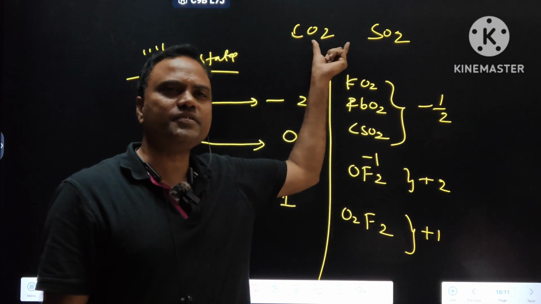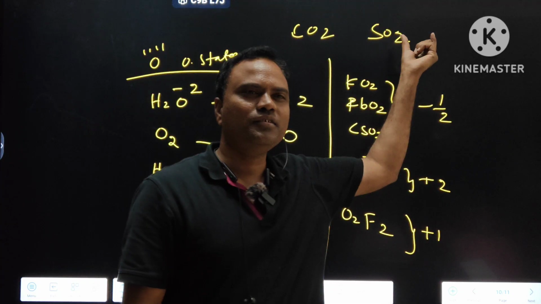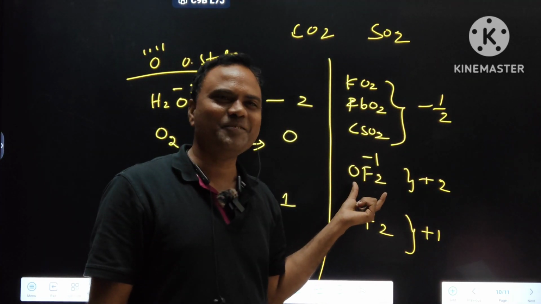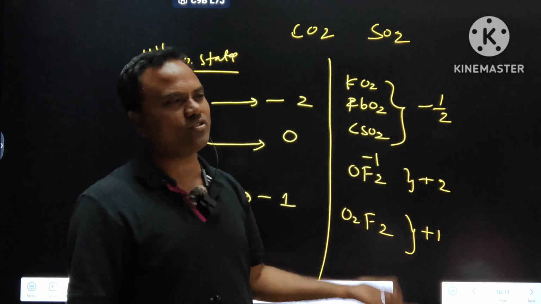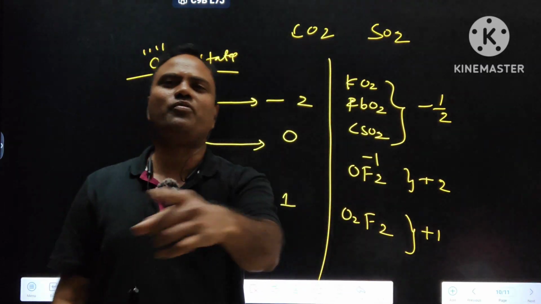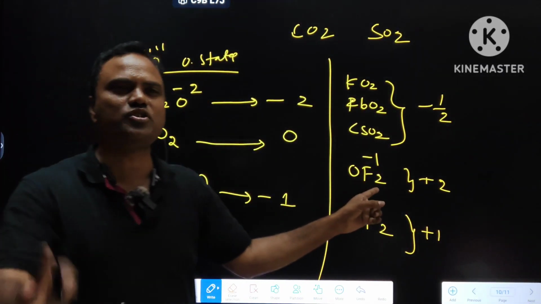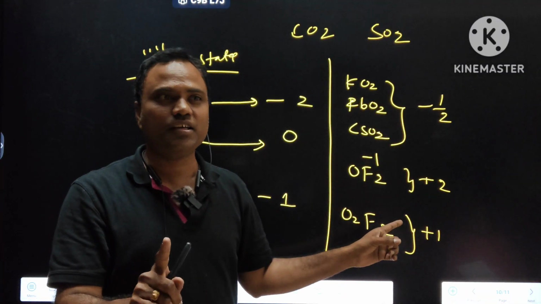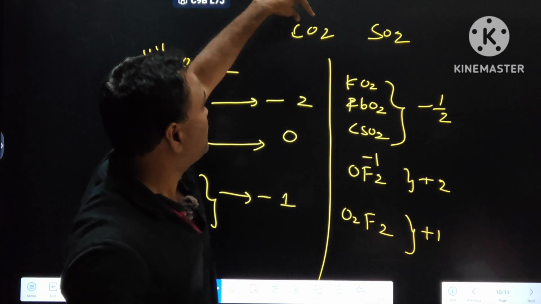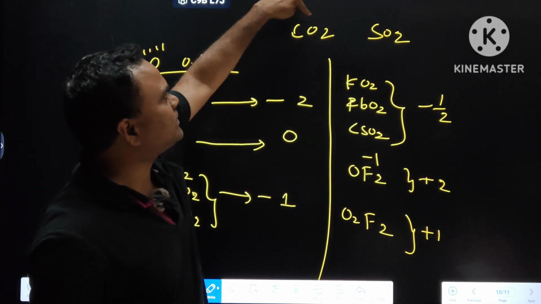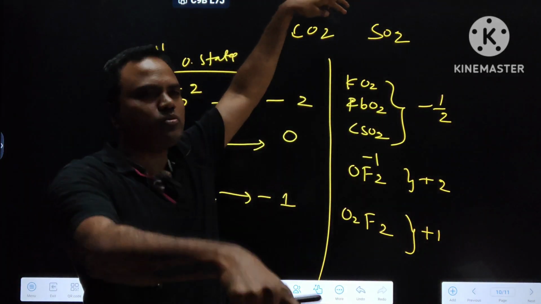Can we call this an oxide? Binary compound only, right? Made up of two elements, binary, and oxygen is there. So can we call it an oxide? Which of the following is not an oxide? OF2 is not an oxide. Why? When we call a compound an oxide, in that oxide, oxygen should be more electronegative.